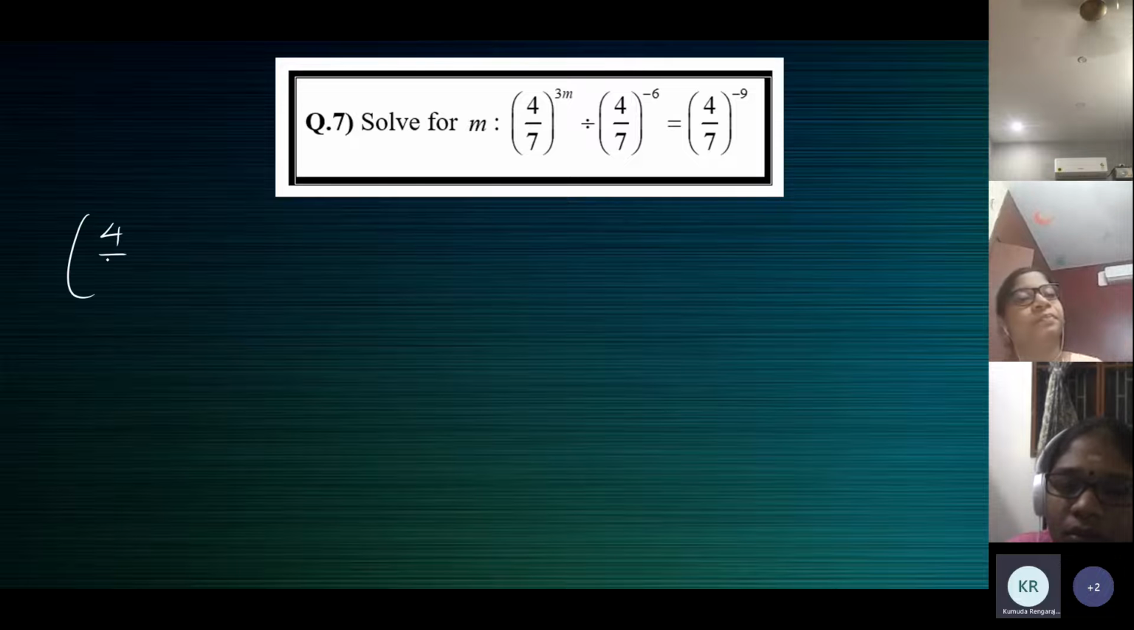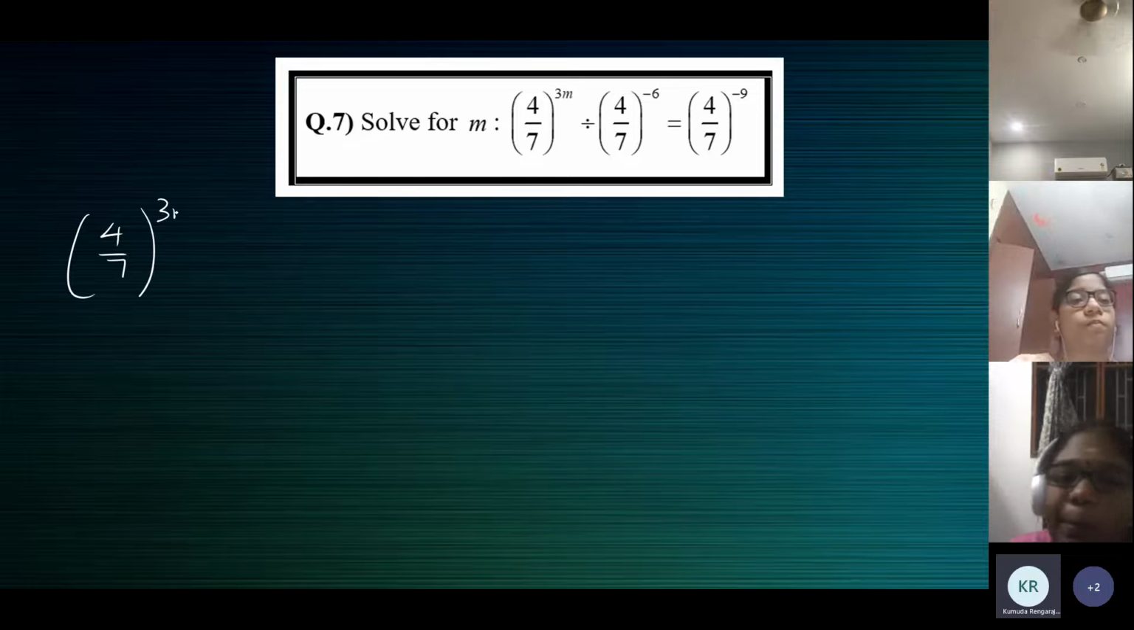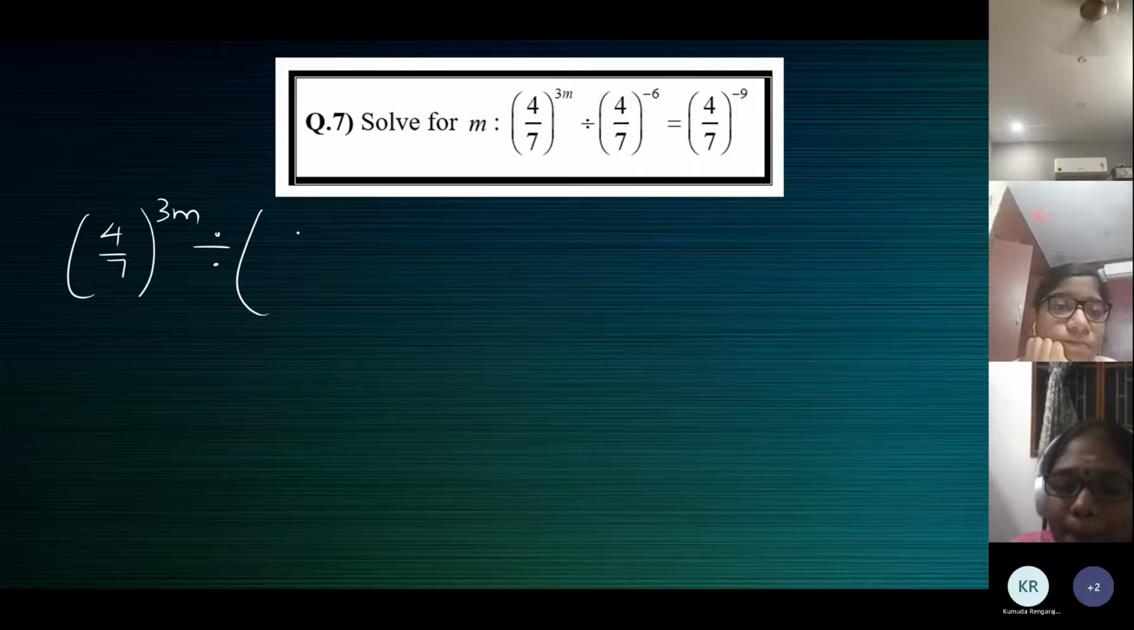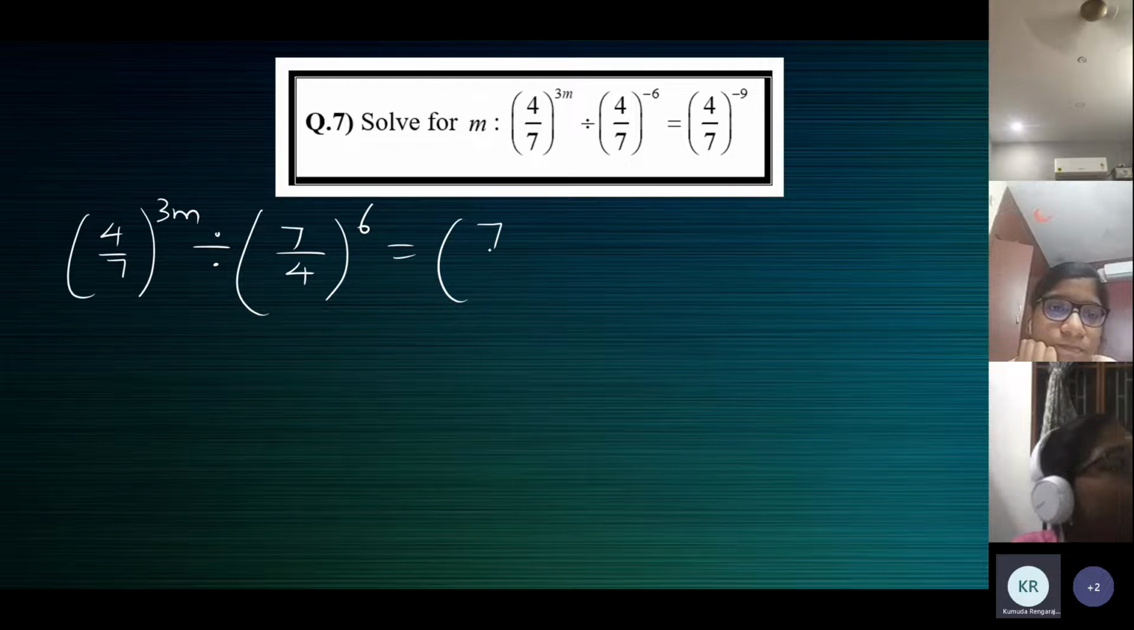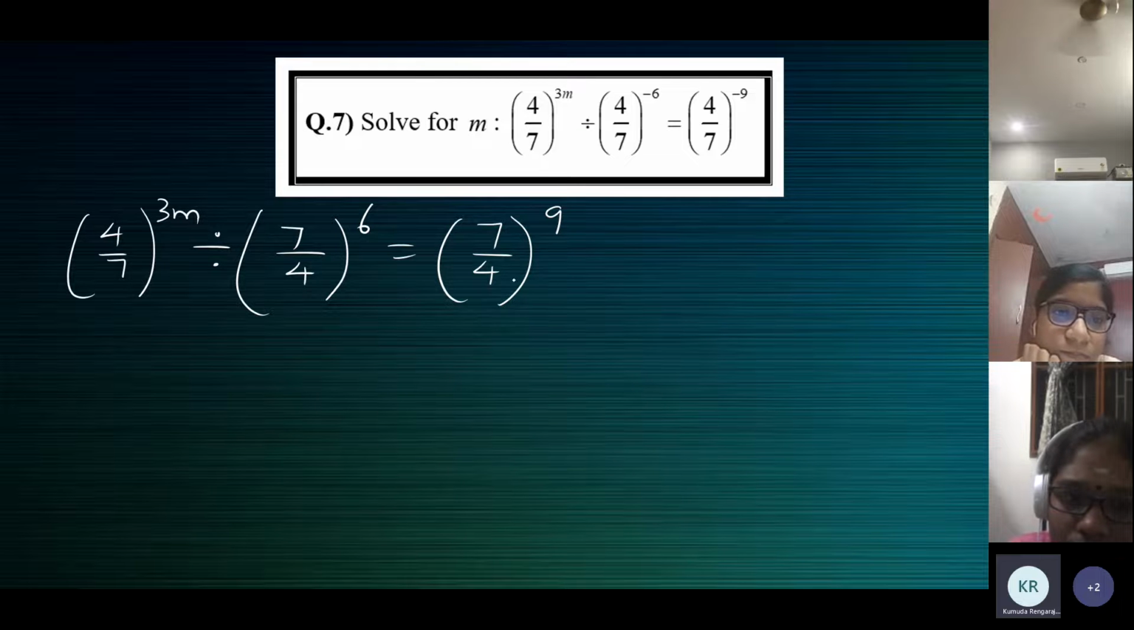So you start like 4 by 7 to the power 3m divided by 7 by 4 to the power 6 is equal to 7 by 4 to the power 9. Only after writing this, you realize, oh my God, 7 by 4, 7 by 4, here it's 4 by 7. The bases are not same. See, forget the RHS. In the left hand side, this one is 4 by 7. This one is 7 by 4. I can't use the law because bases are not the same.